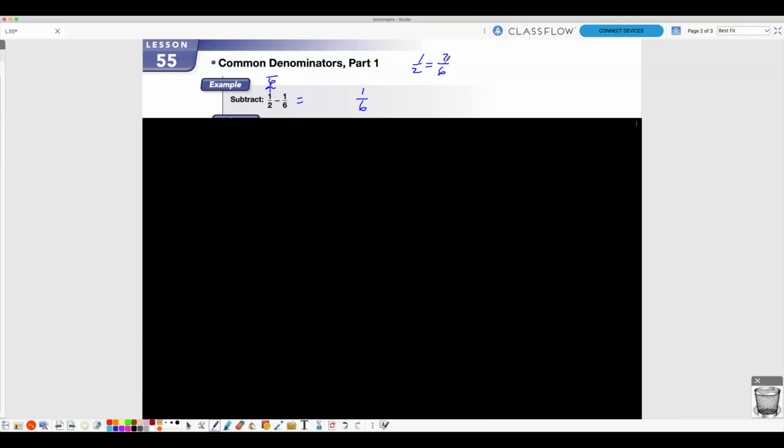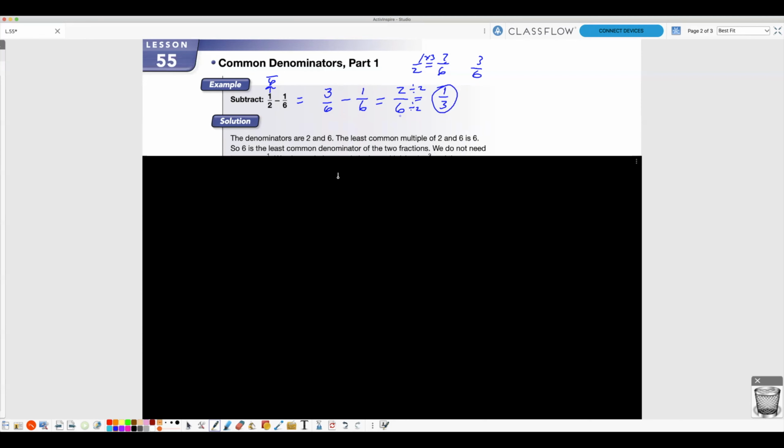You guys have seen this before. So now that you know that 2 times 3 is 6, you know that 1 times 3 would be the numerator. That means this would be 3/6. So 1/2 renamed would be 3/6. And you can do 3/6 minus 1/6 because the denominators are the same. The denominator just stays the same in the answer, and you end up with 2 in the numerator. And now you have to reduce that because this one is divisible by 2. This one's also divisible by 2. That would be 1/3.